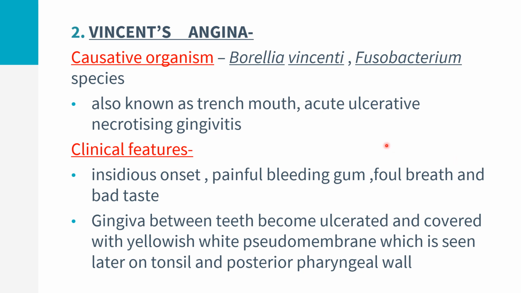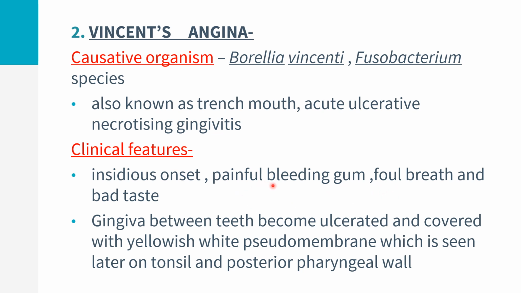Now we come to the second differential, that is Vincent's angina. It is caused by the organisms Borrelia vincentii and Fusobacterium species. This is also known as trench mouth and acute ulcerative necrotizing gingivitis. Initially the patient complains of bleeding gums, swollen gums, foul breath and bad teeth.